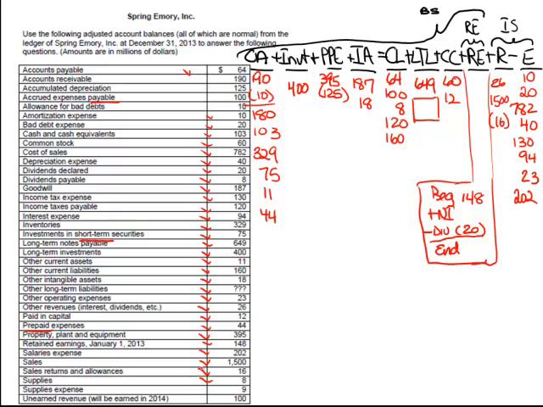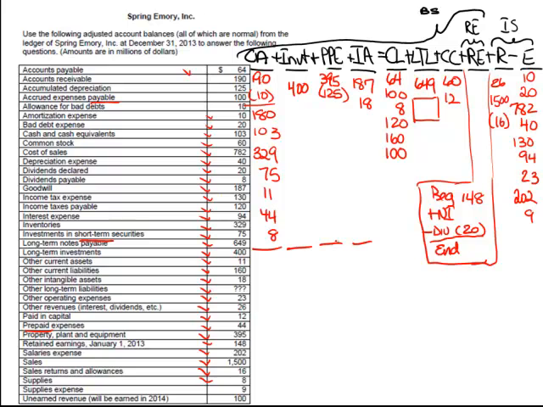Supplies is an asset of 8. Supplies expense is an expense of 9. And unearned revenue is a current liability of 100. So what we're going to do now is to find the totals.